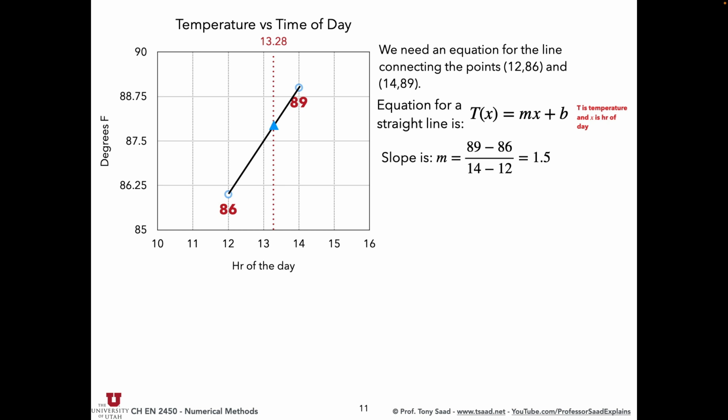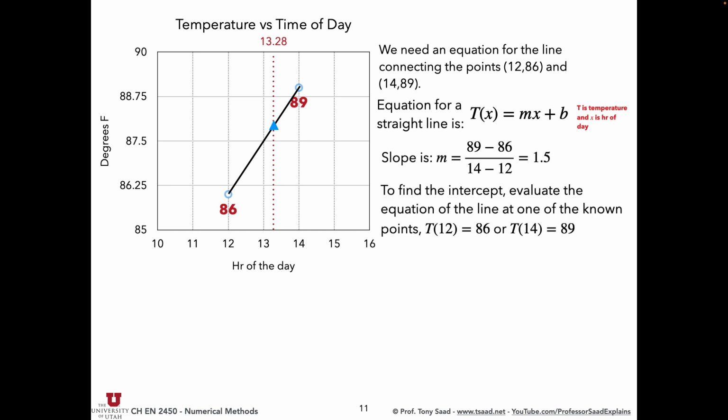Okay. Now, to find the intercept, b, you plug in m in the equation. You have t equal 1.5x plus b. How do you get b? Simply evaluate t at any one of the endpoints. T at 12 is 86, and t at 14 is 89. So when you plug those values in, you have one equation and one unknown, and you get b, right? So let's say you take t at 12 equal 86. So that's m times 12 plus b. But m is 1.5, so you get 18 plus b. Therefore, b is 86 minus 18 equals 68. And you get the same answer if you do it at the other endpoint, okay?